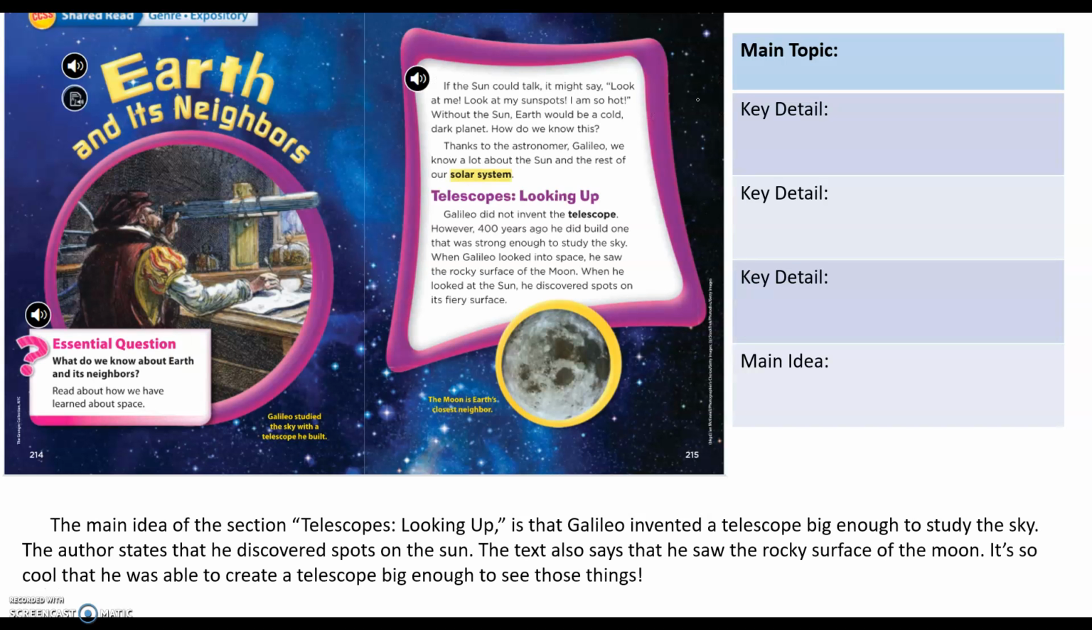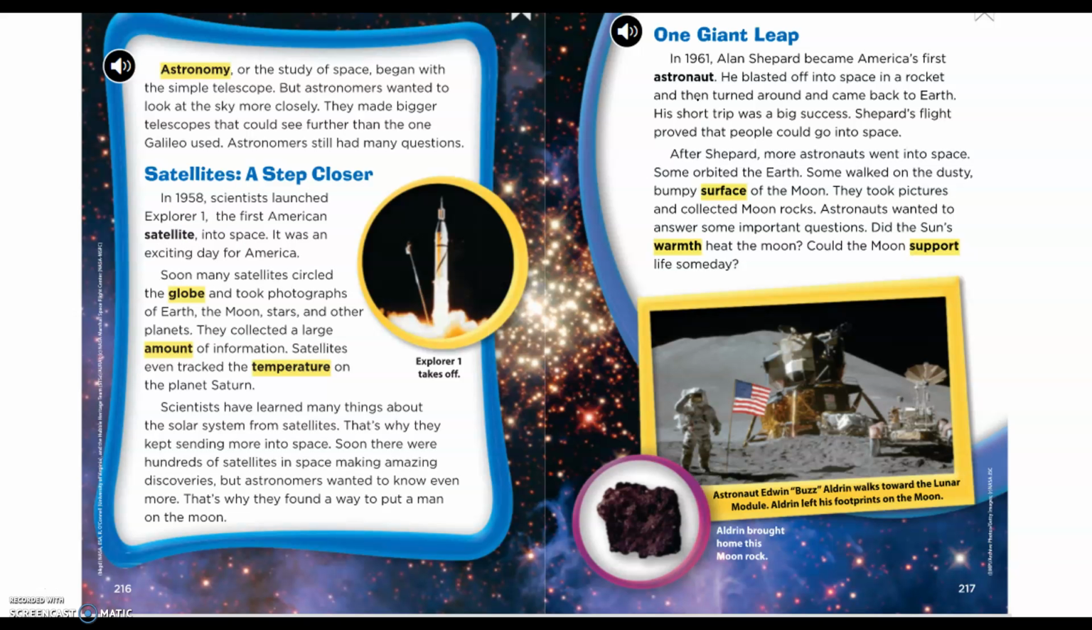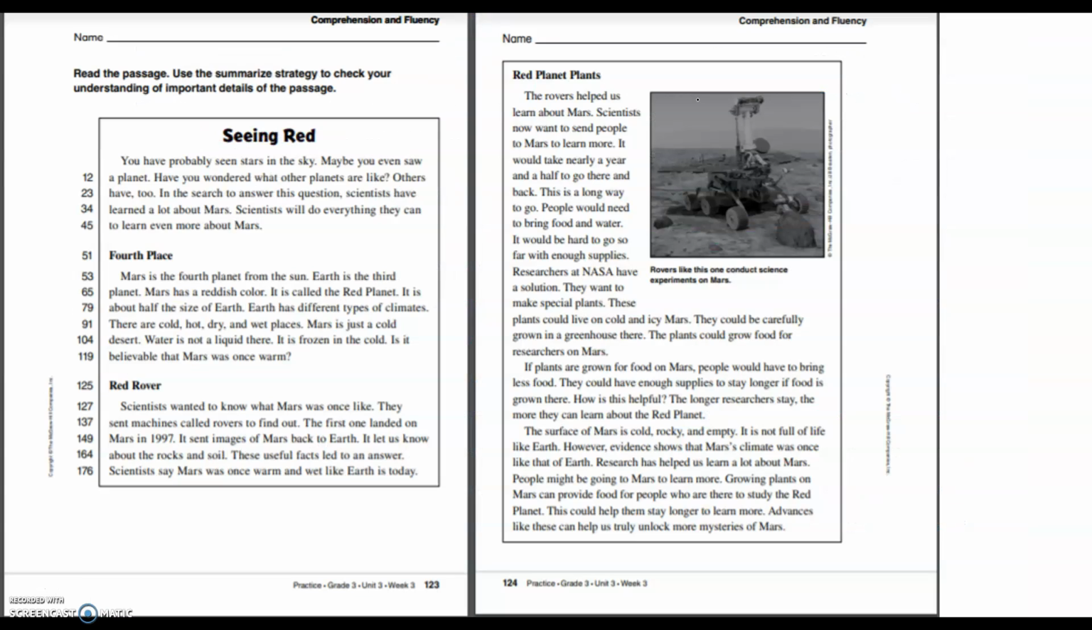Last week we read Earth and its Neighbors. We identified the main topic and the main idea, and also key details from each section of the text. Earth and its Neighbors told us about different ways that we study outer space. You also read the text Seeing Red. Seeing Red told us about how astronomers are exploring Mars.